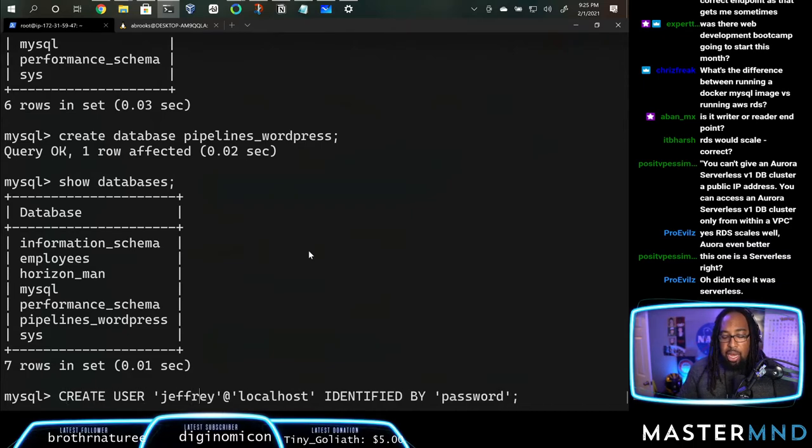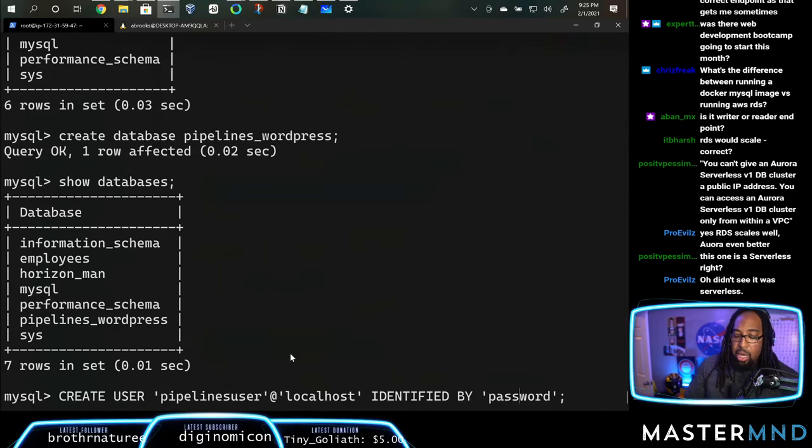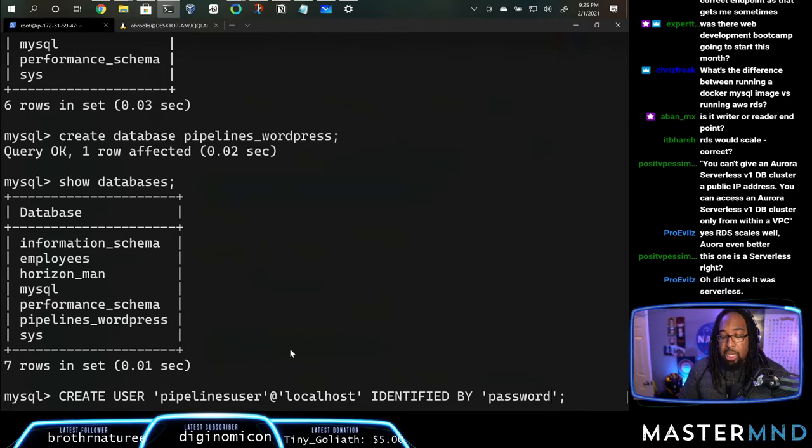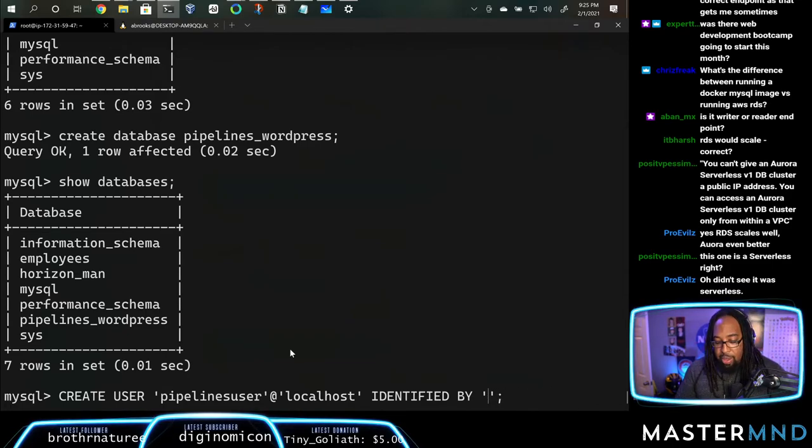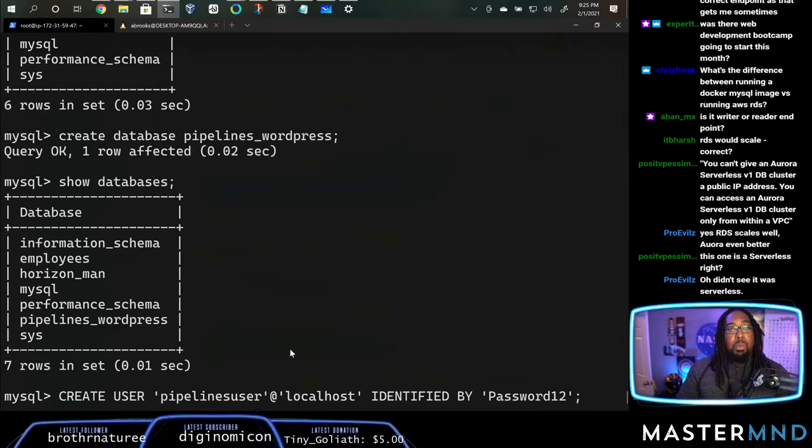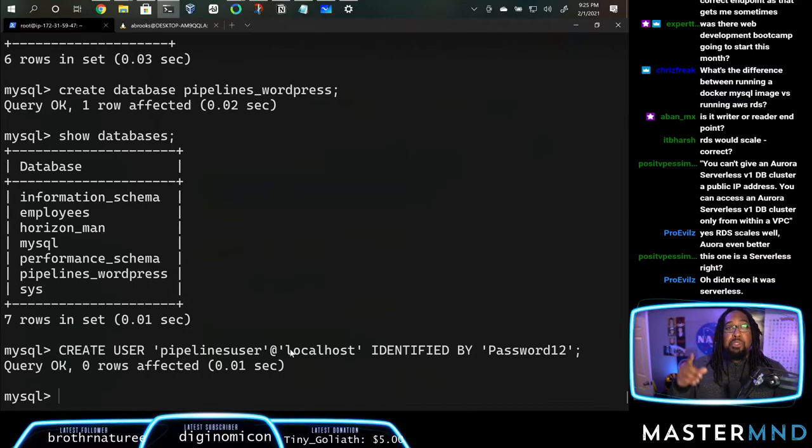So create user, and I'll call the user pipelines_WP. Actually, I'm just gonna call it pipelines user. We're trying to remember this. Pipelines user is what we're gonna use here. Identified by password. That's gonna be the actual password. You all won't be able to connect to this, which is great, because you can't get in this VPC. So it doesn't really matter what the password is. I will make the password password12, which is a terrible password. You should never use this, but not a big deal. Now I've created the user.